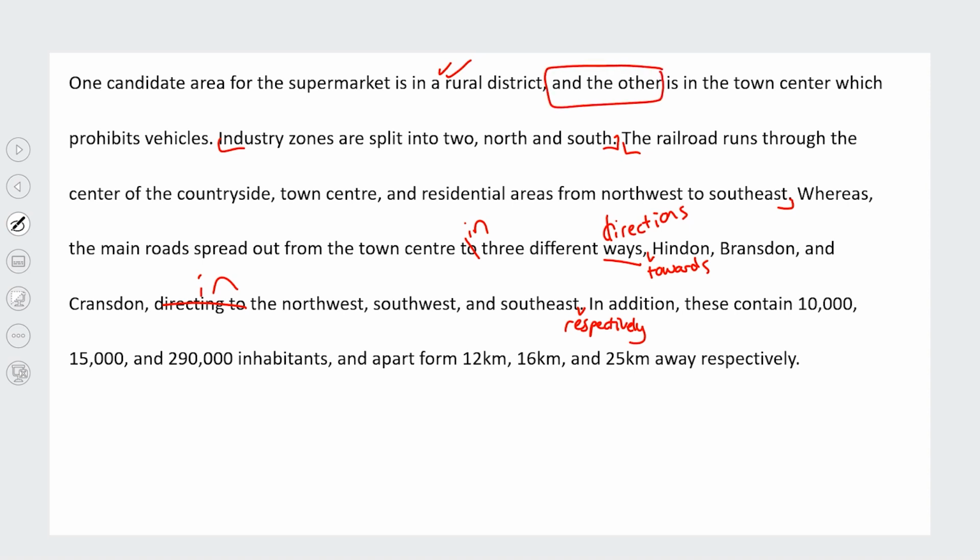So they compare the two locations, but comparing the supermarkets should really be the main focus of the essay. You should really be focusing on the differences in the two proposed locations. That's why they've given you the two different locations, S1 and S2. The examiner wants you to be comparing them. So we've got a comparison there.